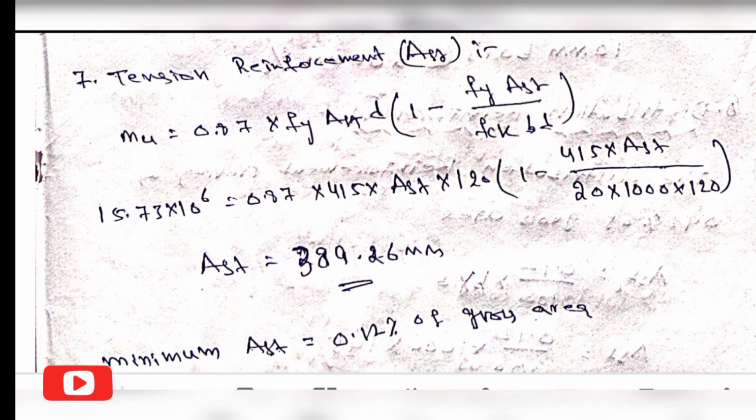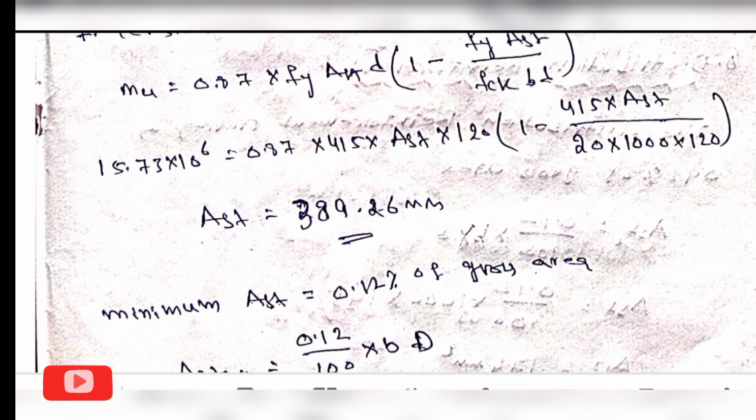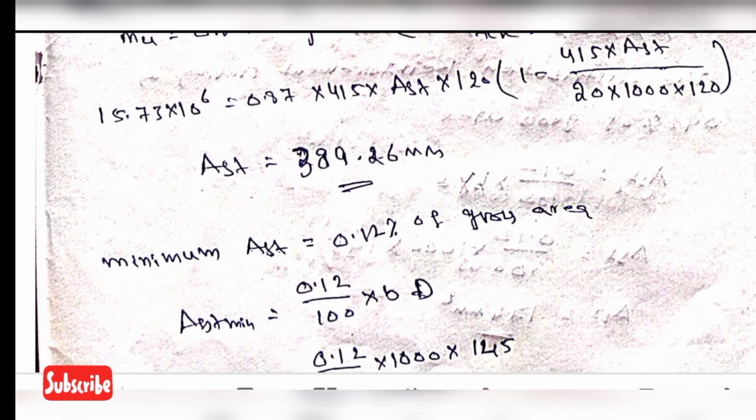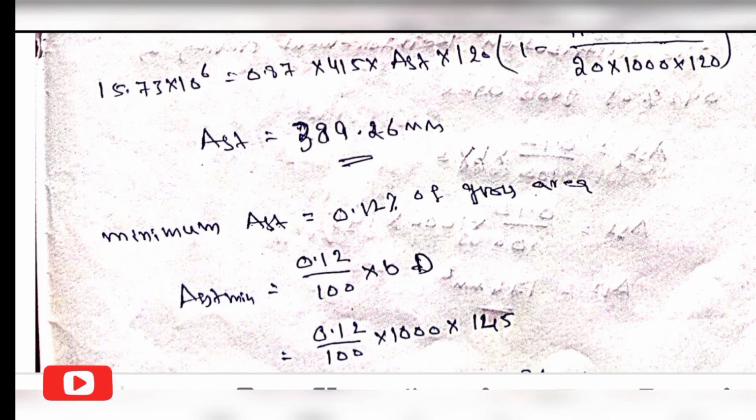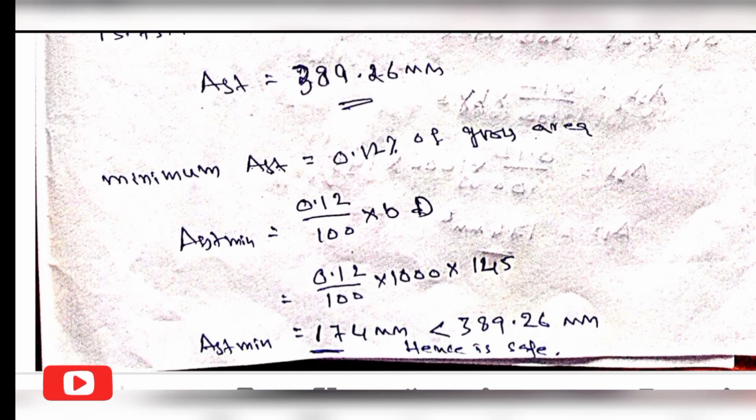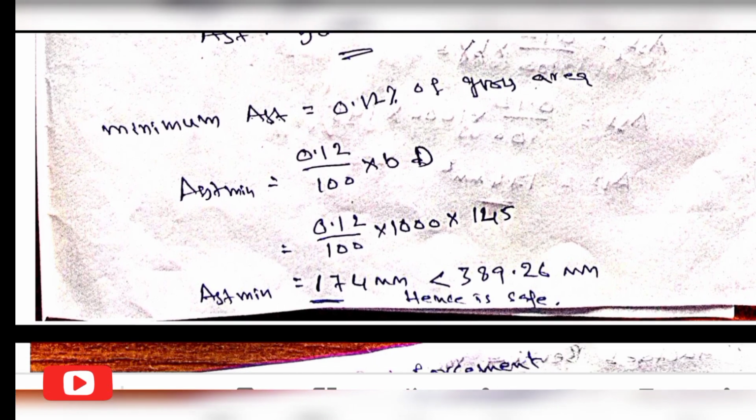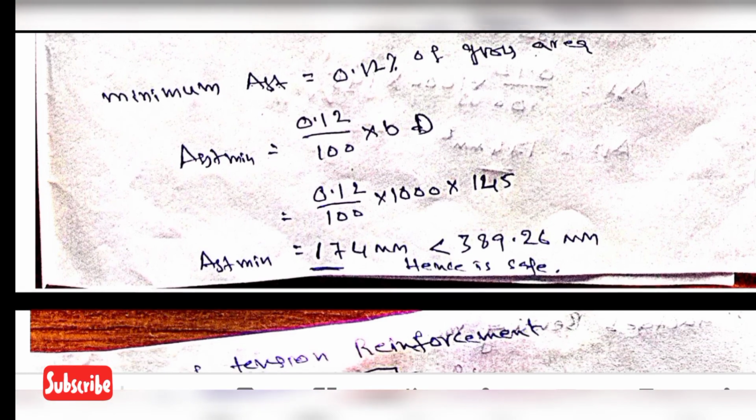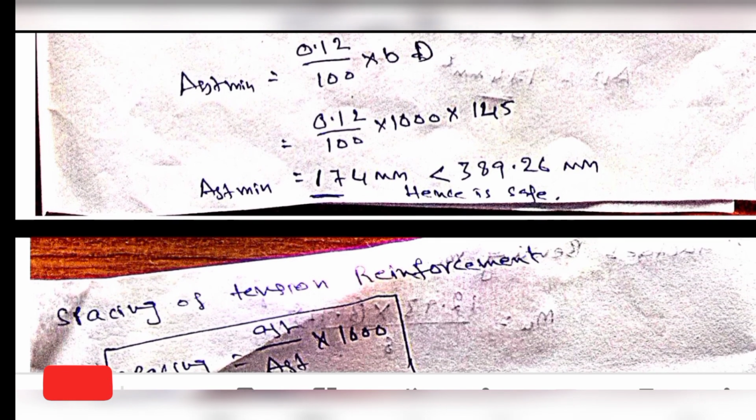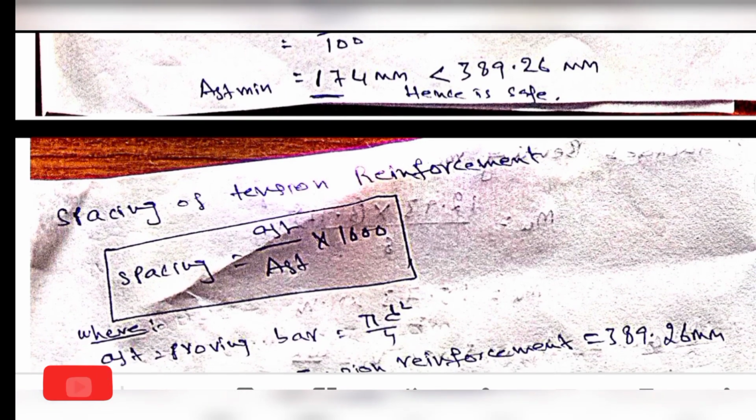Next step, tension reinforcement, finding the capital AST. Mu is equal to 0.87 Fy AST D into 1 minus Fy AST by FCK BD square. Then find out the AST value, 389.26 mm. Minimum AST is 0.12% of gross area, 0.12 by 100 into B into capital D. Then AST minimum is 174 mm. Then Mu is equal to 0.87 Fy AST D into 1 minus Fy AST by FCK BD square. That value, capital AST 389, is the larger value.